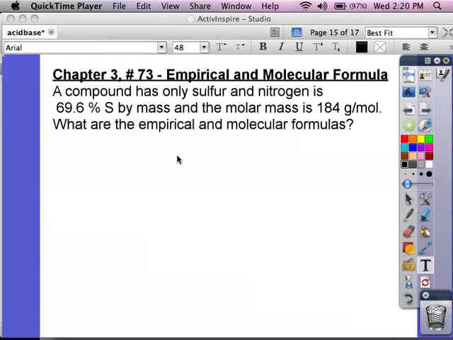We're going to be doing Chapter 3, problem number 73. This is on empirical and molecular formulas. This is on the homework that is due out of the second half of Chapter 3. The question is this: a compound has only sulfur and nitrogen and is 69.6% sulfur by mass, and the molar mass is 184 grams per mole. What are both the empirical and the molecular formulas for this compound?